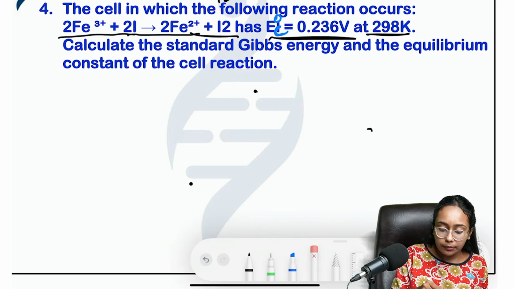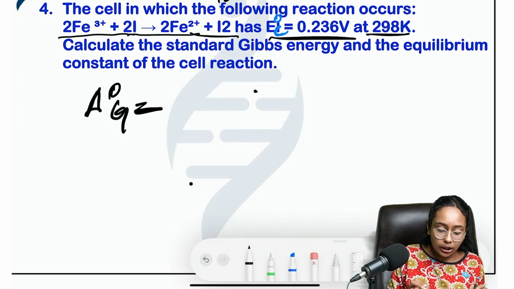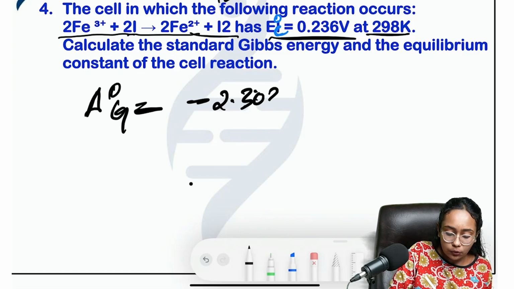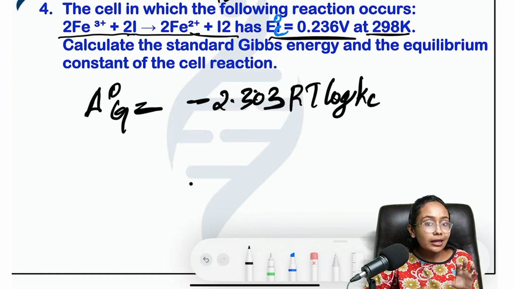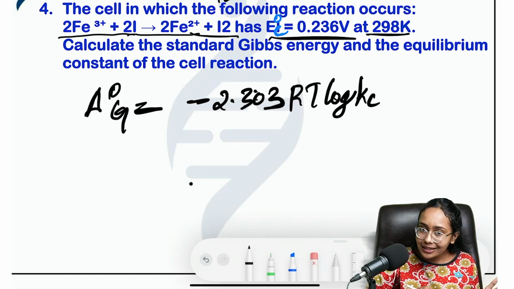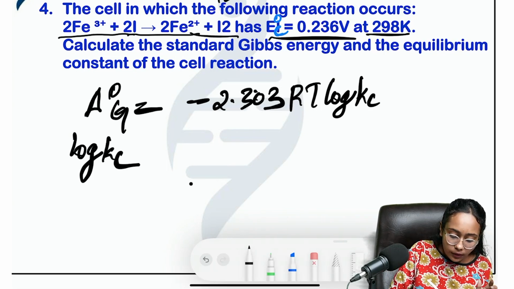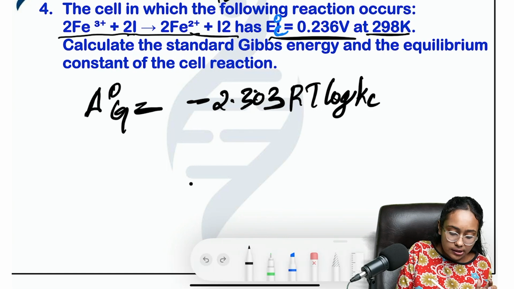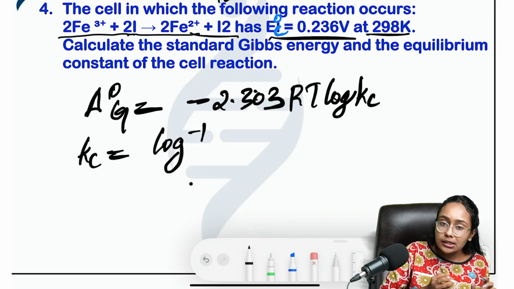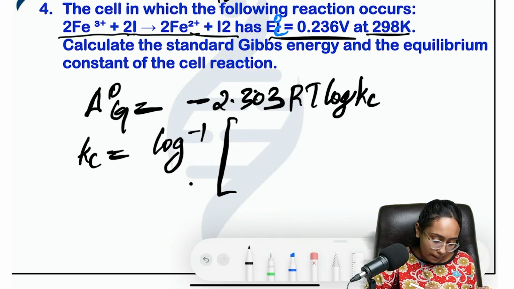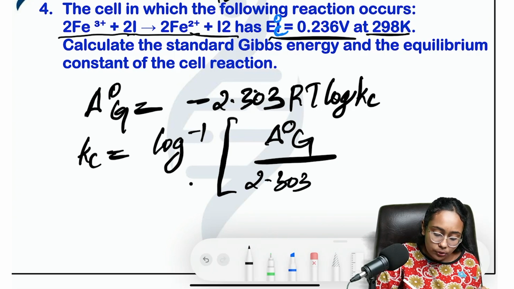So what is the equation for the equilibrium constant? Delta naught G, the standard Gibbs free energy, equals minus 2.303 RT log Kc, where Kc is the equilibrium constant, R is the universal gas constant, T is the temperature. So to find log Kc, or Kc itself, the equilibrium constant, you need to find the antilog of delta naught G divided by 2.303 RT.